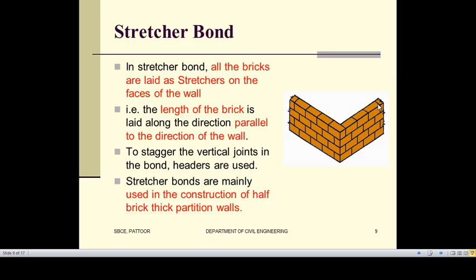So hope you understood. Stretcher bond is constructed by laying all the bricks as stretchers on the face of the wall. And to stagger the vertical joints, headers are used on alternate courses.